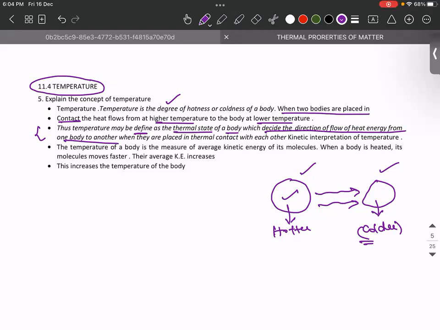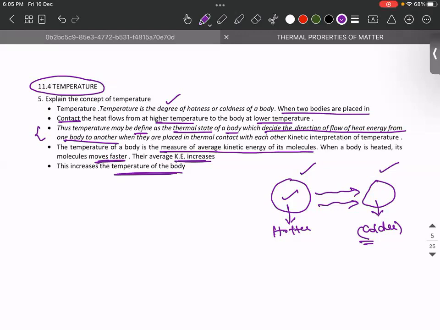Similarly, the temperature of an object is also the measure of average kinetic energy of its molecules. That is, when an object is heated, its molecules move faster, that is, their kinetic energy increases. So kinetic energy increases, thus the temperature of the object will also increase. So this is another way of interpreting it.